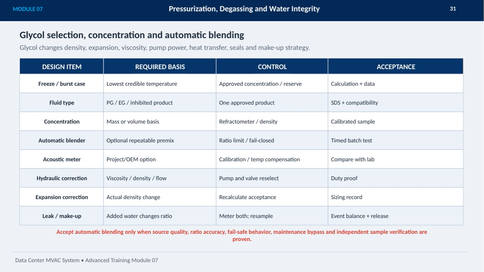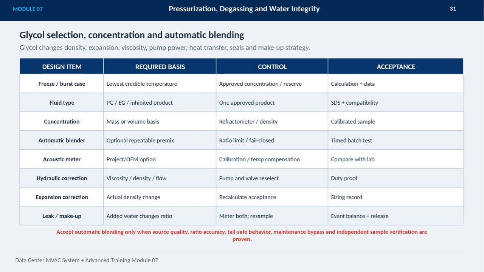When it comes to concentration, it's important to establish this on either a mass or volume basis, using tools like refractometers or density measurements, calibrated with samples. Automatic blending systems should have strict controls, including ratio limits and fail-closed features, and should be subject to timed batch tests and acoustic metering for accuracy.